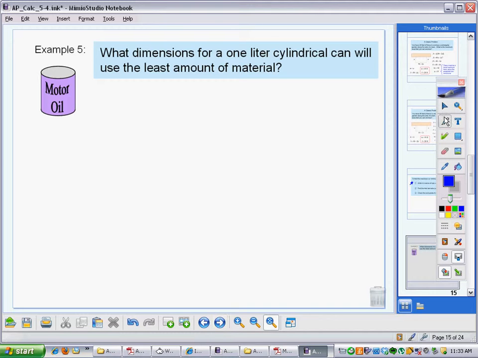Anybody remember? It is in the back of your book. Does it use material for the top and bottom too? It does. So let's do the top and bottom first. What shape is the top and bottom? Circles. How many are there? 2. So surface area is 2 pi r squared. Pi r squared is the area of a circle, 2 of them, so double it.